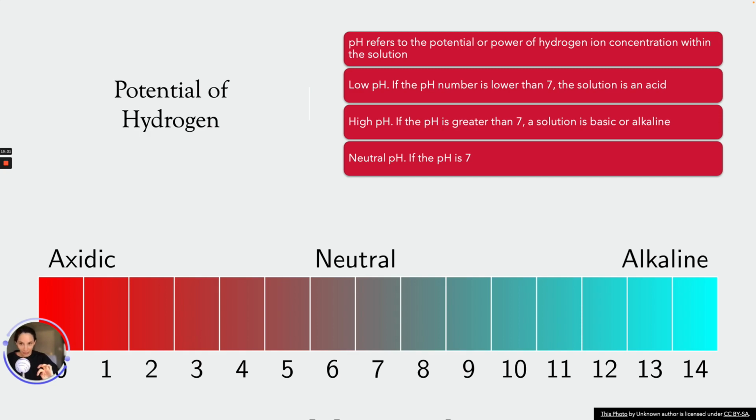So again, this is supposed to say acidic on the red side, but as you can see at the bottom, this just shows a nice example of an acid versus a base, or acidic versus alkaline. And again, that neutral is right around 7.